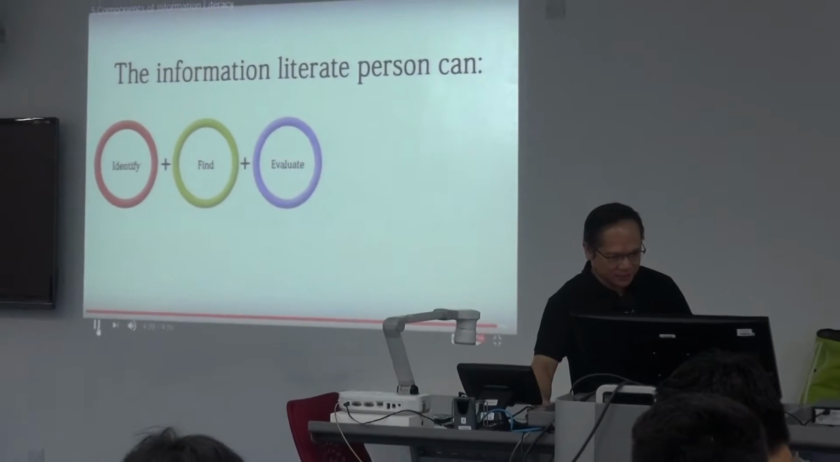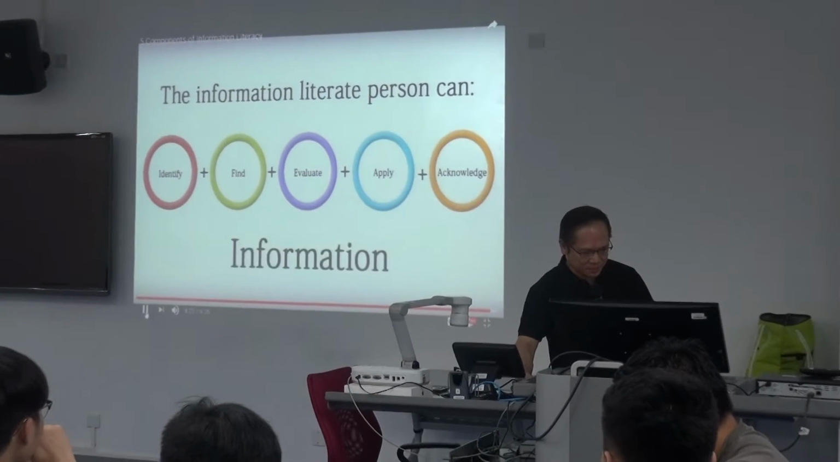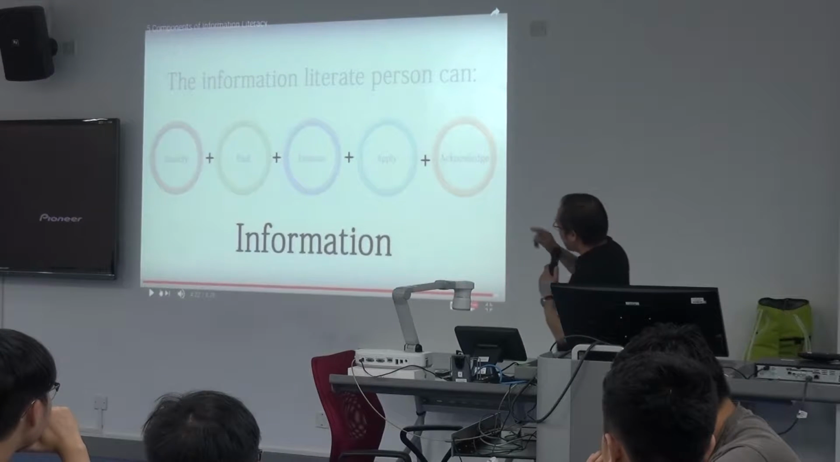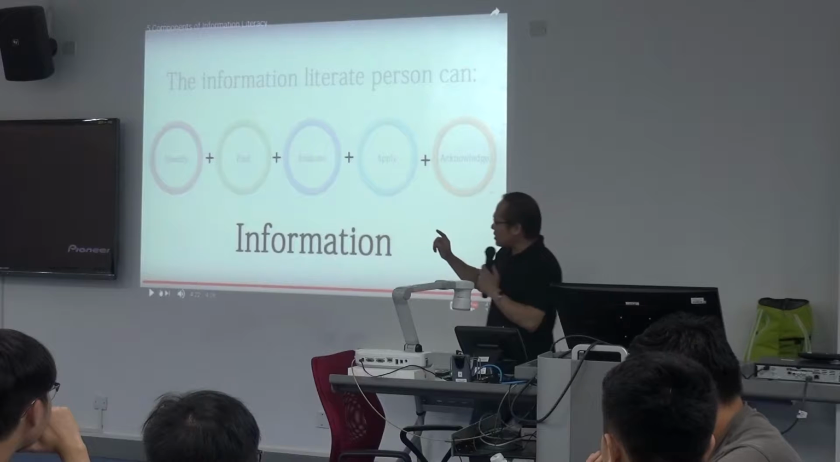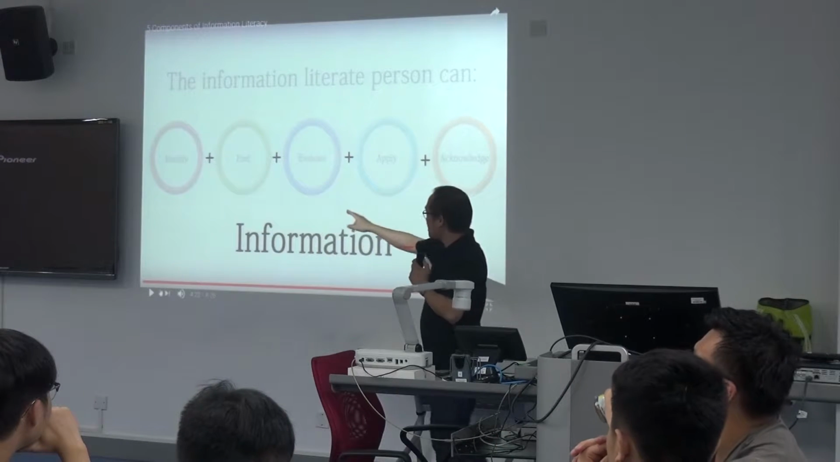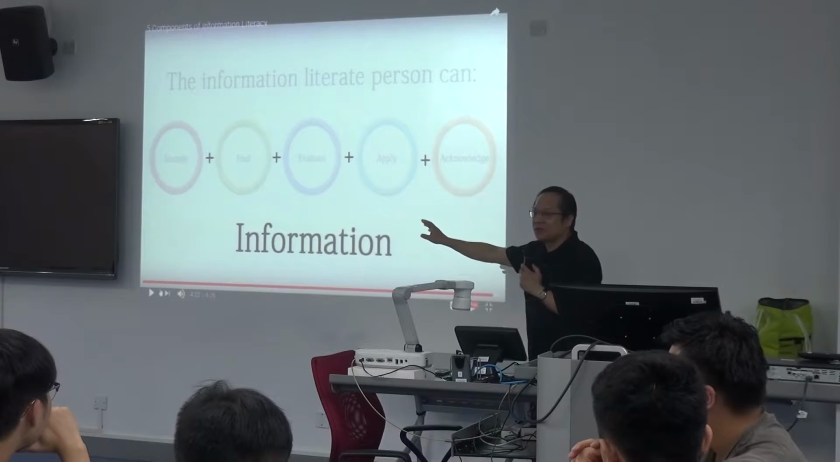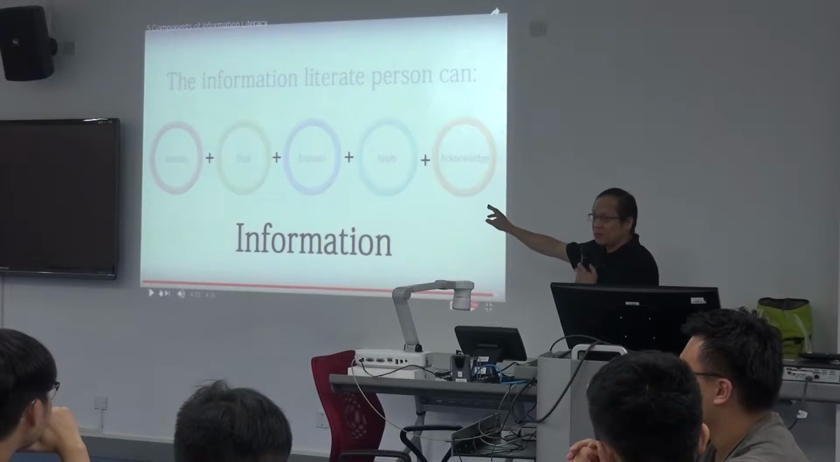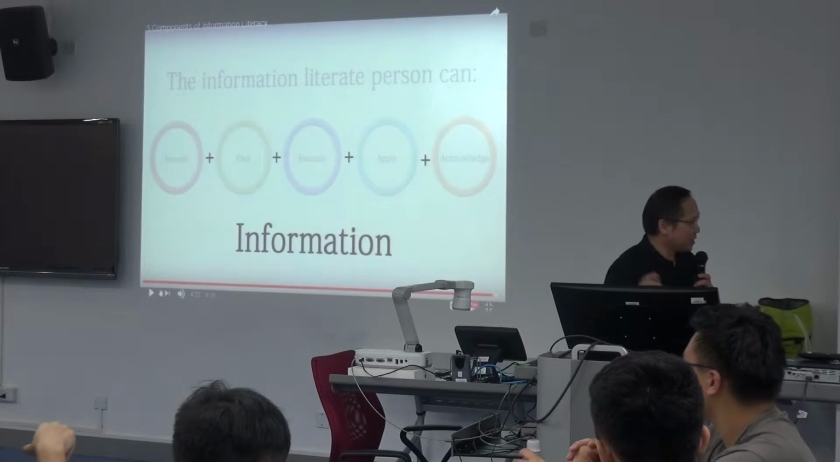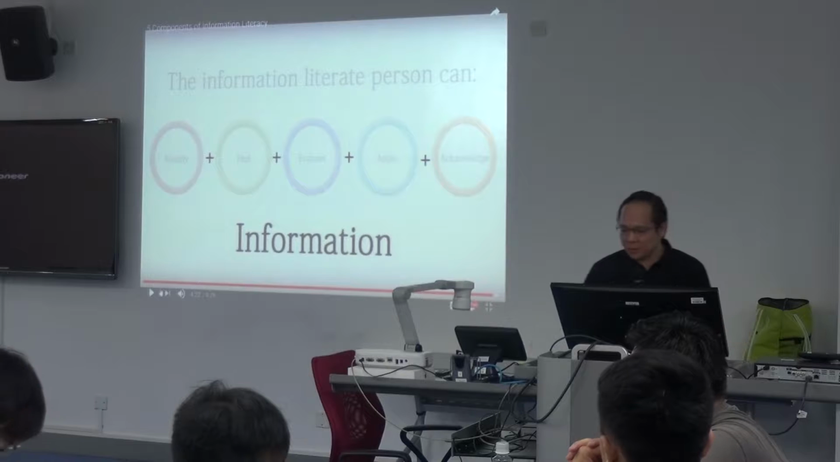And evaluate, apply, and acknowledge information. You need to keep that in mind. If you believe that you're an IL person, you need to identify your need. You need to find information, get access to it. You need to evaluate that information. You need to use it to apply it. And finally, you need to acknowledge the sources. Okay? These are very important 5 components.